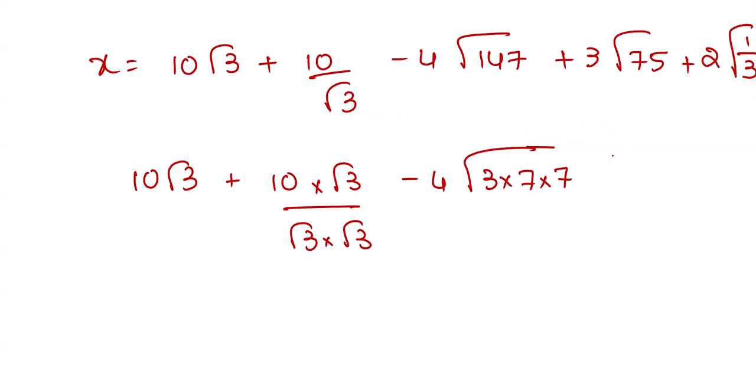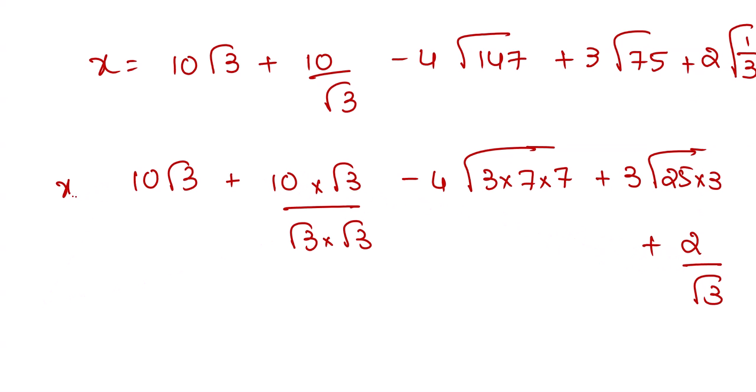Next one, root 75 can be written as 25 into 3, that 25 will come out. And here this is 2 divided by root 3. Root 1 is 1. Okay, 2 divided by root 3. This is 2 into only, because 10 plus 2, 12 will come. That's their plan actually. They'll get that plan. Okay.